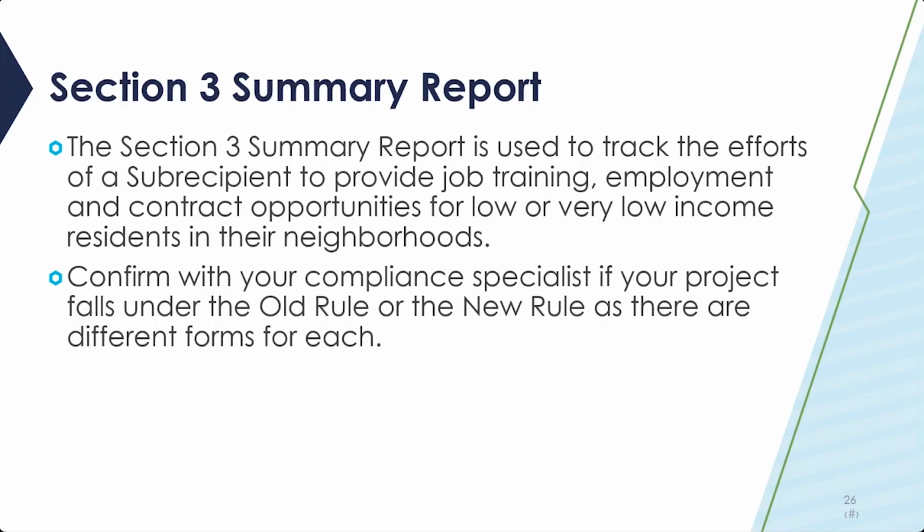The Section 3 summary report. The Section 3 summary report is used to track the efforts of the subrecipient to provide job training, employment, and contract opportunities for low or very low income residents in their neighborhoods. Confirm with your planning specialist if your project falls under the old or new rule, as there are different forms for each one.